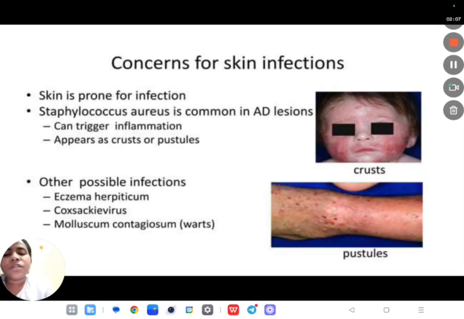Concerns of skin infections: the skin is prone to infection, and Staphylococcus aureus is most common in AD lesions, which is atopic dermatitis, and can trigger inflammation, appearing as crusts or pustules. Other possible infections are eczema herpeticum, Coxsackie virus, and molluscum contagiosum.